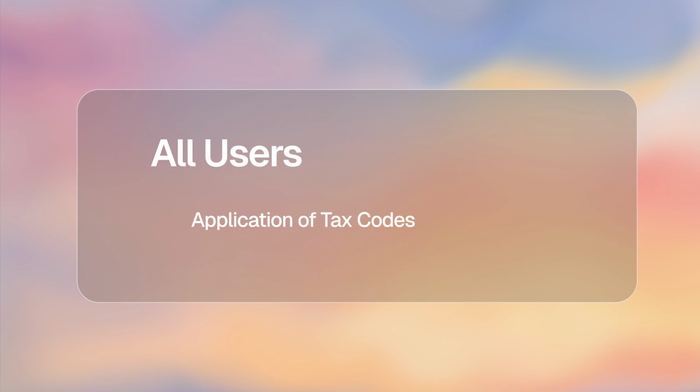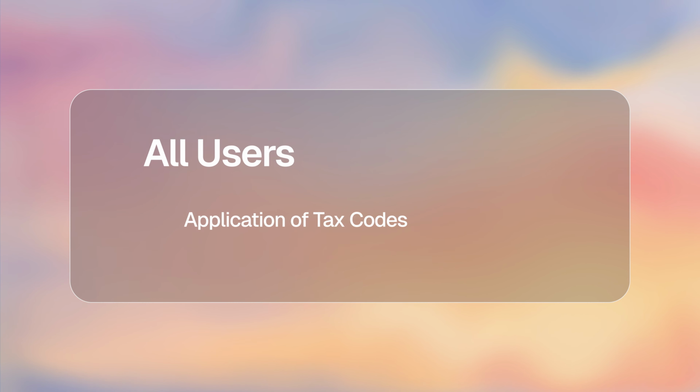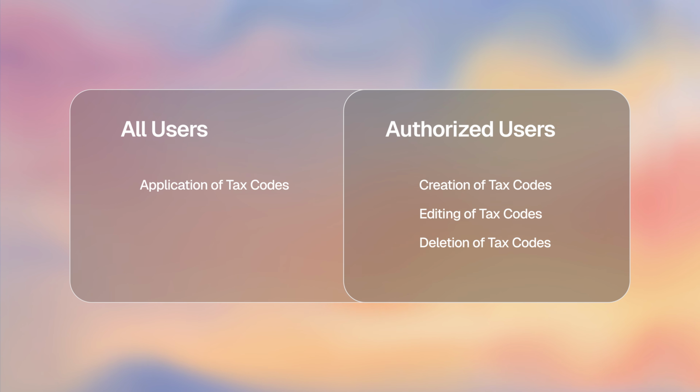Anyone who can create invoices can apply tax codes. However, only users with permission can create, edit, or deactivate them. One important thing to note, tax codes are forward only, meaning they only apply to newly created invoices. Existing invoices can't be retrofitted with tax codes and would need to be recreated if required. This essentially gives finance teams a little more control and accuracy without changing existing approval workflows.